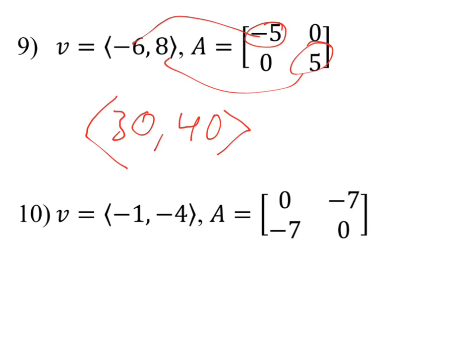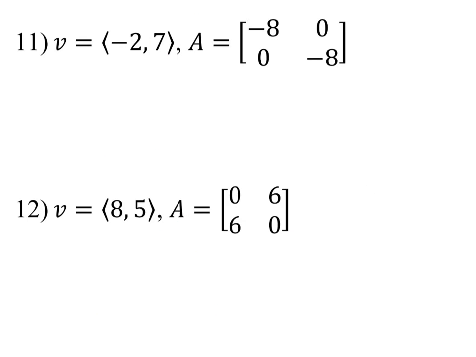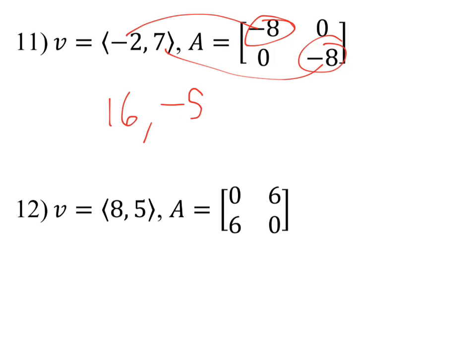On 10, we have zeros down the main diagonal, and so we're going to switch the order. We have to take this first one times that first one there, take the second one times the second one, and that's going to give you positive 28 and then 7. And then on 11, we have numbers down the main diagonal, so we're going to keep the order the same. Negative 8 times the first number, negative 8 times the second one, you're going to get positive 16, and then 7 times the negative 8. It's going to give me negative 56.